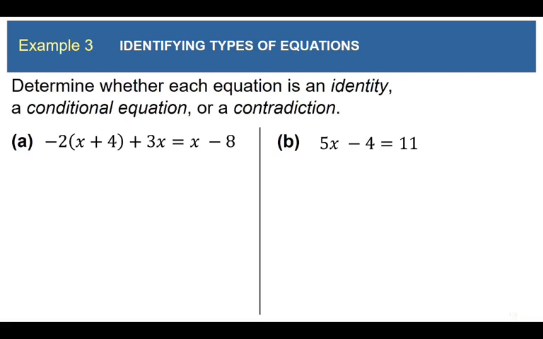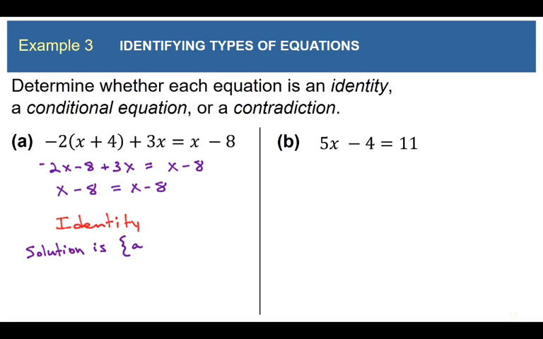Okay, here we go. You can't tell at first what type of equation you've got. You have to start solving it and see what happens. So on this one, it just looks like an ordinary equation. Let's distribute the negative 2. And combine like terms. So on the left side I have negative 2x plus 3x. That's 1x. And now look, both sides are exactly the same. I have x minus 8 on the left and x minus 8 on the right. Since they are the same, every number is going to check. And since every number checks, this is an identity. And the solution is all real numbers.